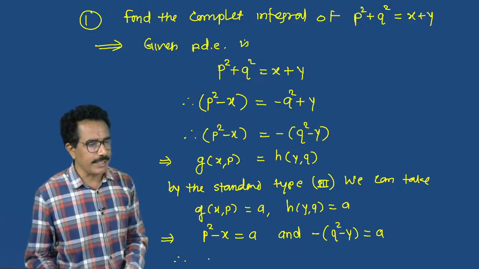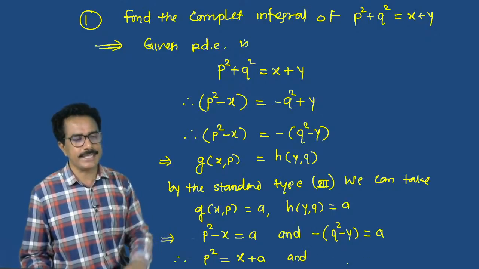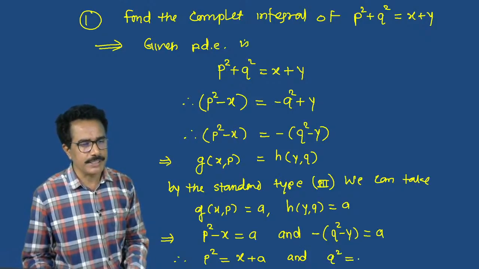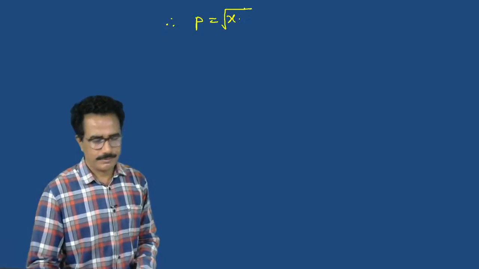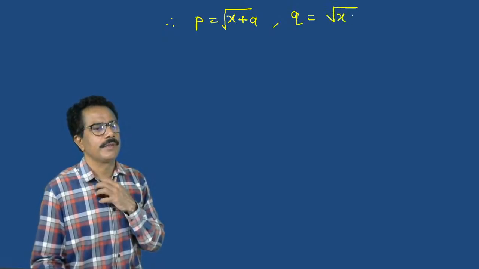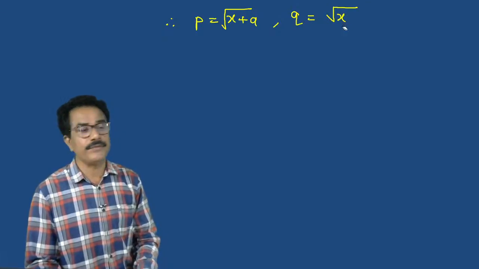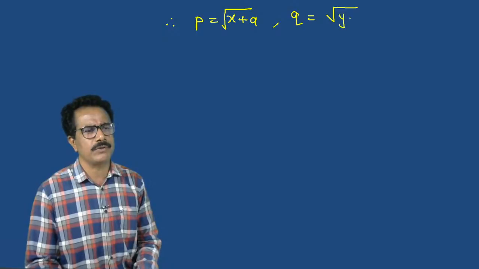So we can write p square is equal to x plus a, and taking a to the right side, q square is equal to y minus a. Therefore p is equal to root of x plus a, q is equal to root of y minus a. Do you understand, students? If you have any doubt, even a small or simple doubt, then you can ask.